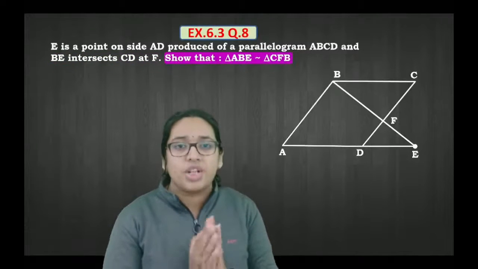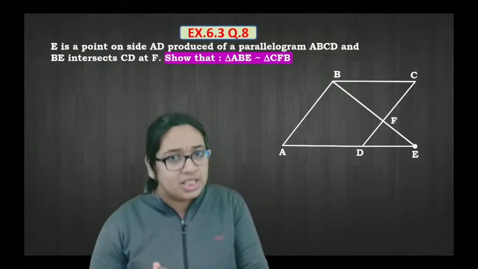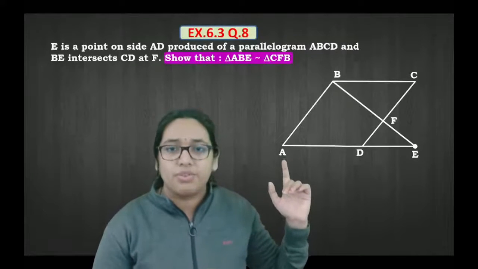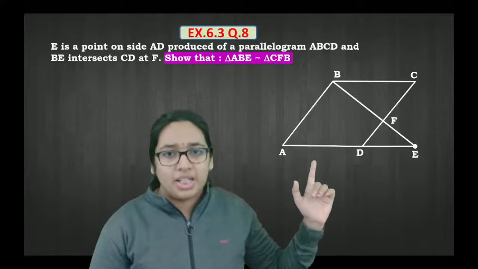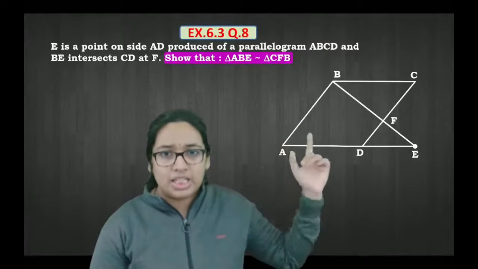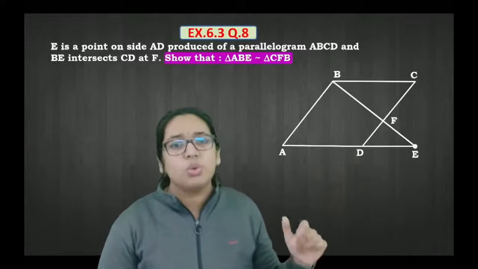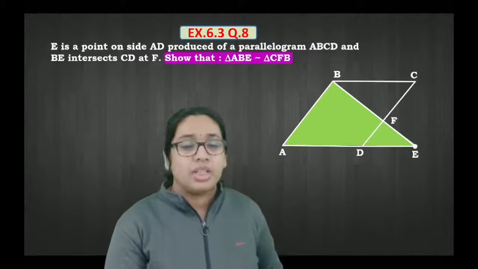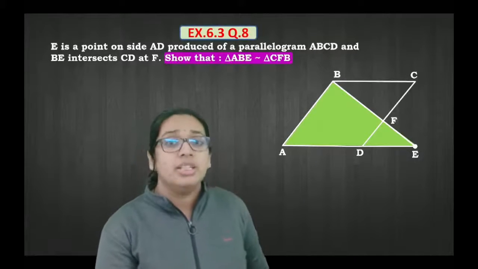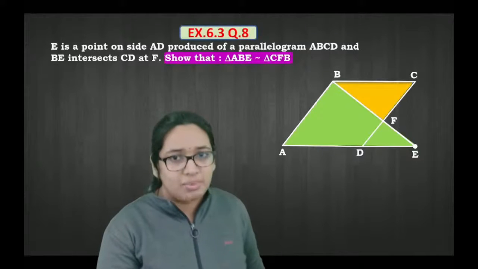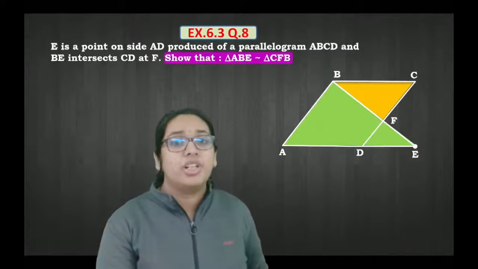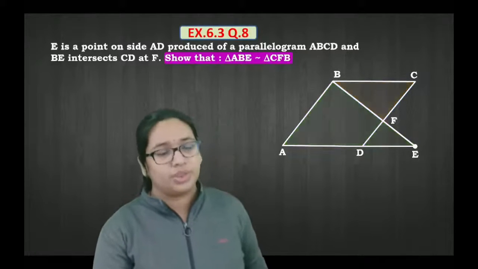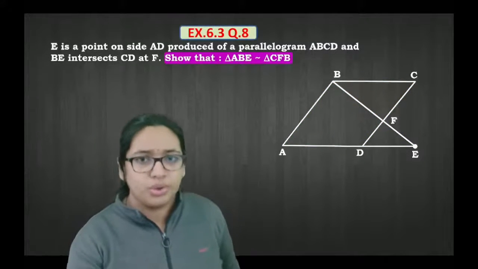Show that triangle ABE is similar to triangle CFB. Triangle ABE is similar to CFB. Clear हो रहा है क्या ये? See, this will be our triangle ABE and this will be our triangle CFB. Okay, fine. We'll try to do it.